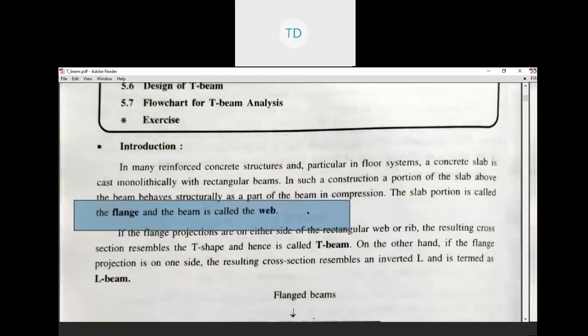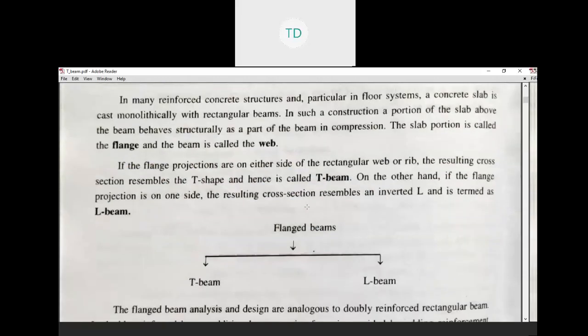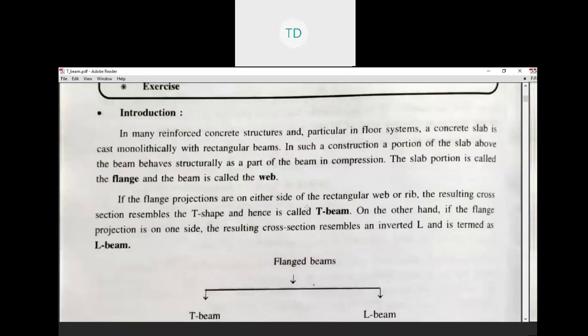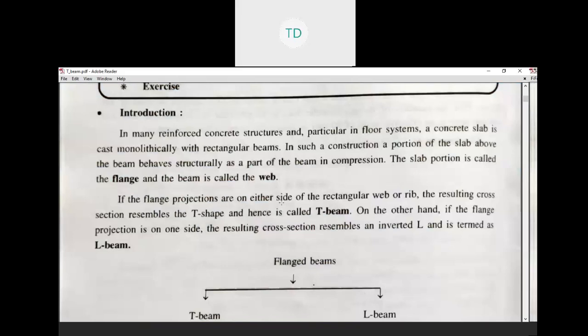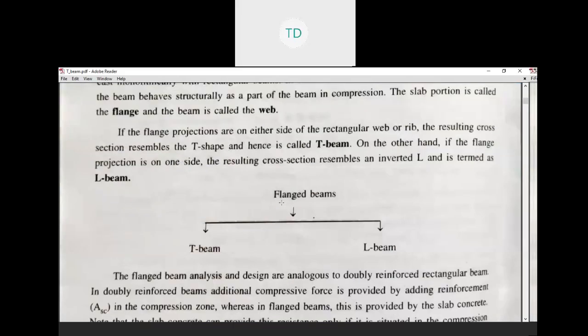Again, in a figure we will explain what is the flange and which part is the web. If the flange projections are on either side of the rectangular web or rib, the resulting cross-section resembles a T-shape and hence it is called a T-beam.